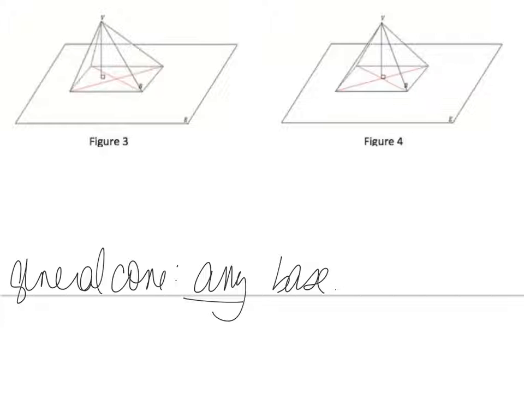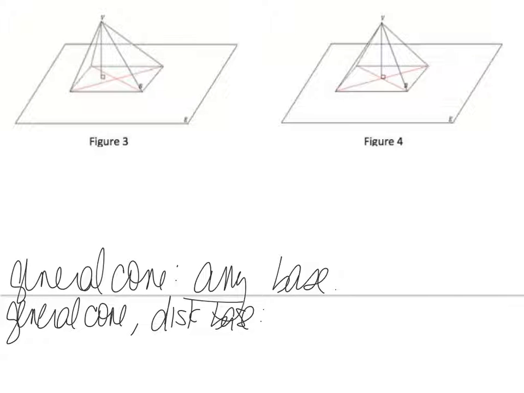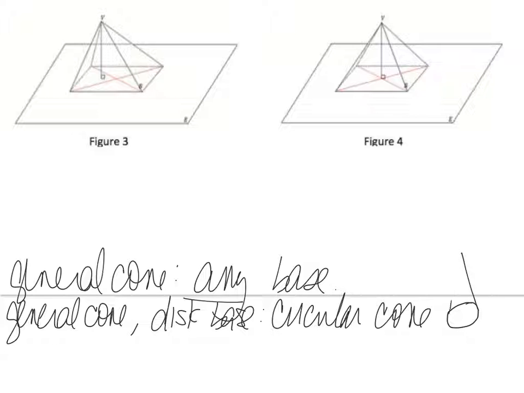A general cone with a disc as a base. You know, disc is another name for a circle. A general cone with a disc for a base is called a circular cone. So you've got a circle for a base and all of these points here connecting at point V.